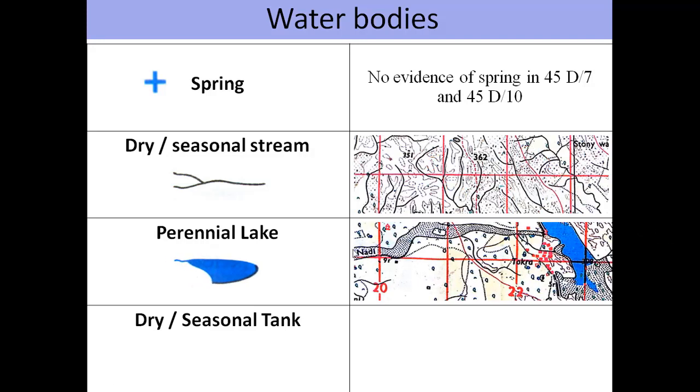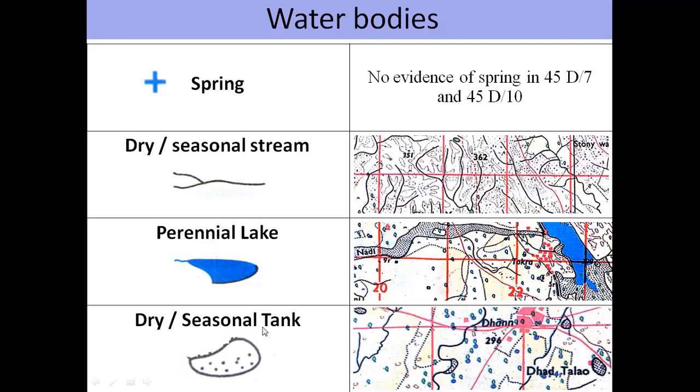Symbol of perennial lake. As you can see, a blue polygon shape has been drawn here. And on the map extract, a large blue polygon shape is drawn. This represents a reservoir or a tank. This is Tokra Dam.